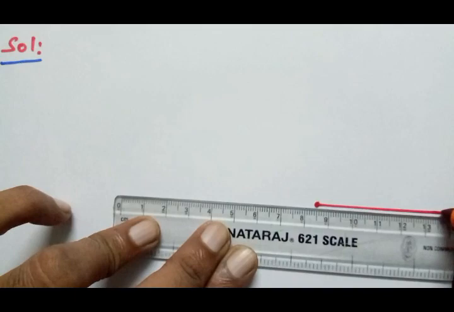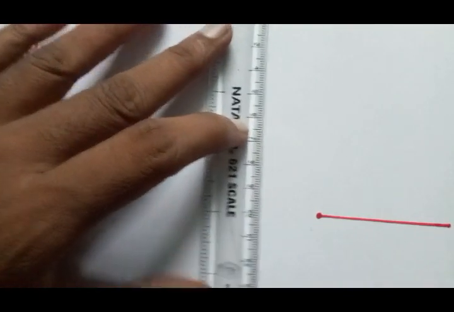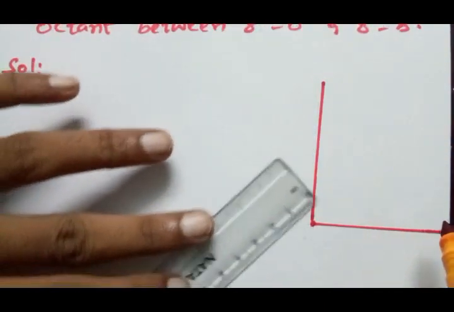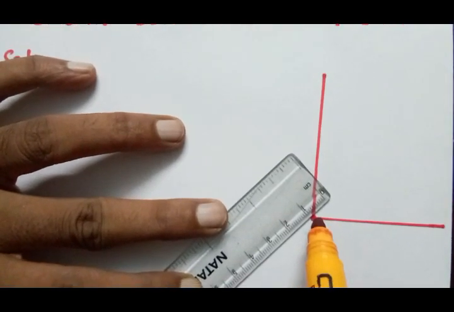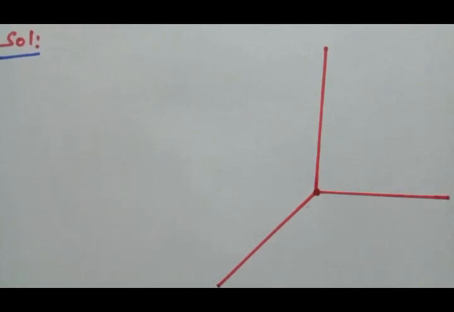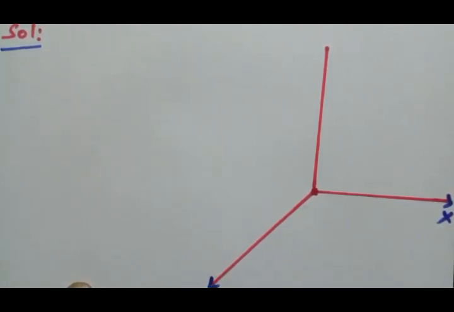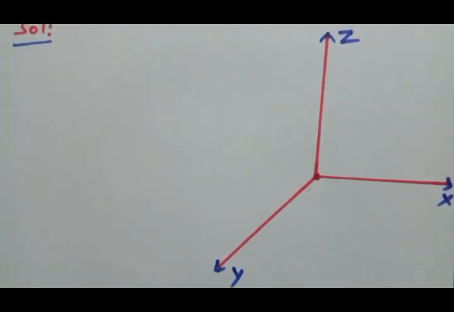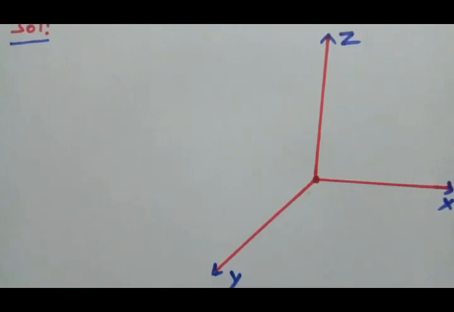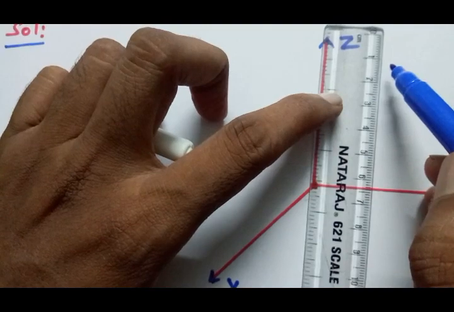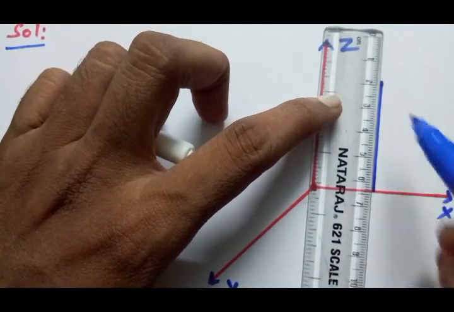Now, draw the x-axis, z-axis, and y-axis. X, Y, z-axis. Now, the cylinder.